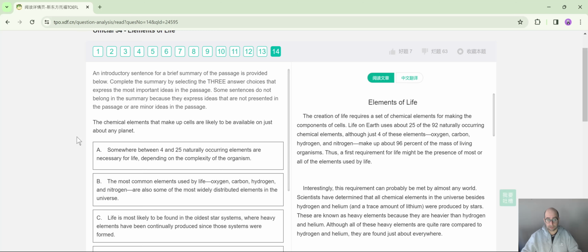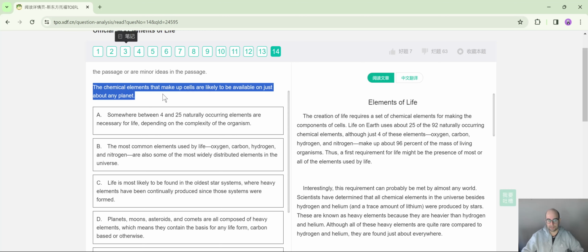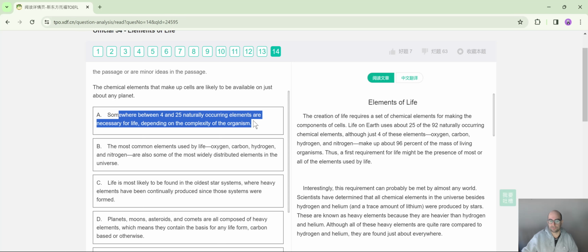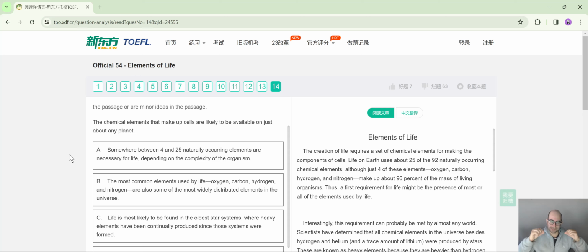All right, so final question, summary question. Let's see. The chemical elements that make up cells are likely to be available on just about any planet. Yeah, that was one of the common themes, right? The main arguments. So this is a topic sentence right here. Now we need 3 more main ideas. Somewhere between 4 and 5 naturally occurring. Right away, I don't feel good. Huge red flag. When they mention something specific like 4 and 25, it's kind of like playing with my memory. When something's that detailed, that specific, referring to figures or statistics or a date of some kind, most of the time they're incorrect.